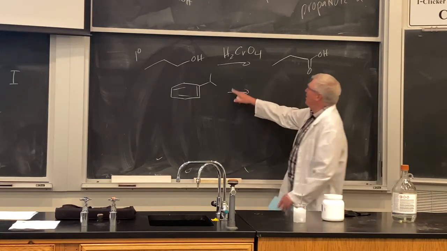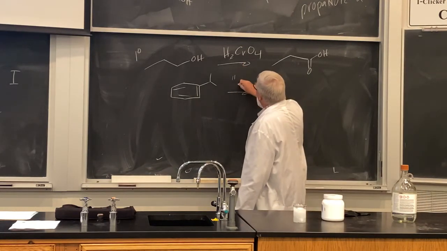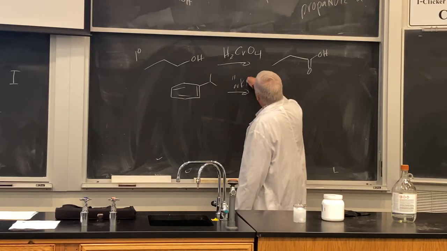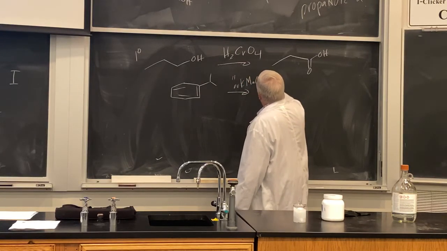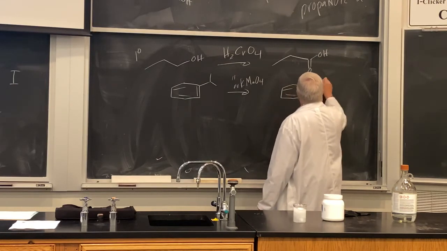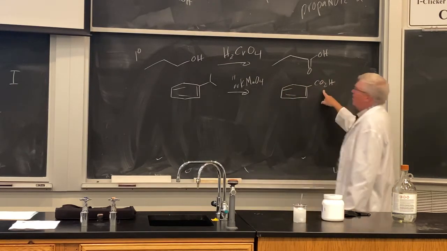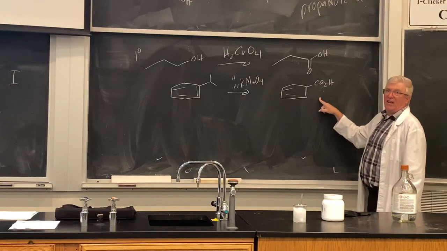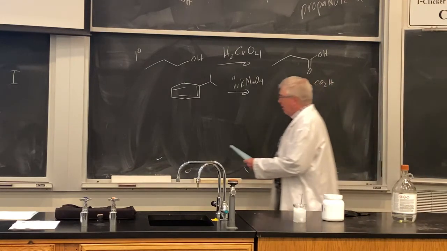This topic here. So you can take this same chromic acid or potassium permanganate, and that will let you go to the carboxylic acid. And what's the name of that one again? Benzoic acid. Okay, so that's a reaction you need to remember.